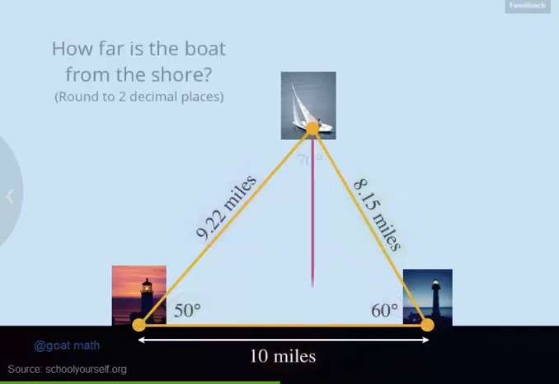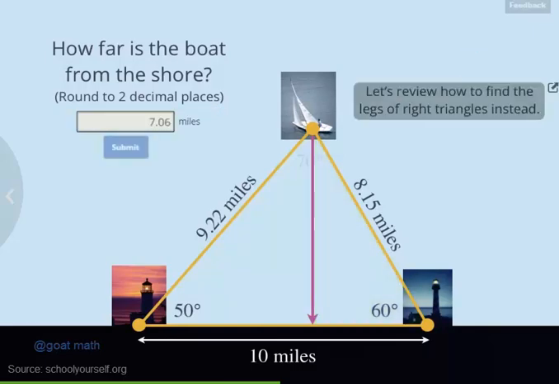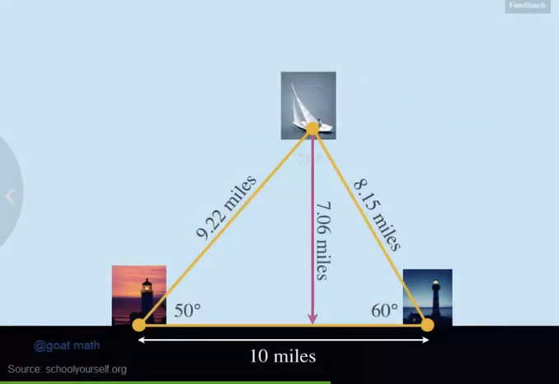So now it's time to calculate how far this boat is from the shore. You can find it using this right triangle over here, with hypotenuse 9.22 and an angle of 50 degrees, and the distance you're solving for is opposite from the 50-degree angle. You could also use this right triangle over here, with hypotenuse 8.15 and an angle of 60 degrees. Either way, you should get the same answer, and be sure to round it to two decimal places. To review, click here instead. Great work! This boat is about 7.06 miles from the shore.